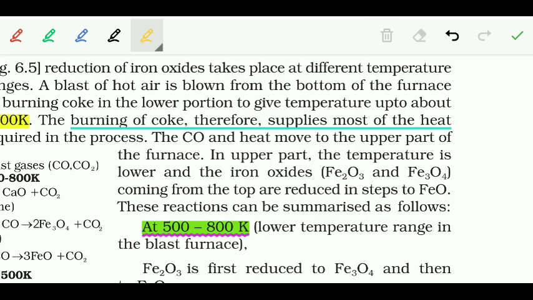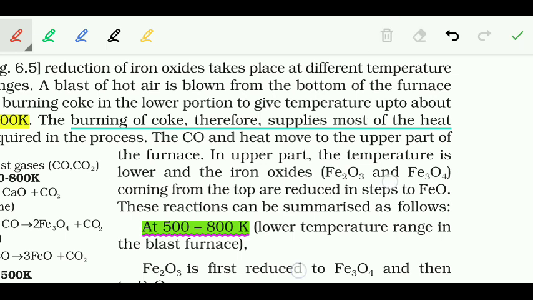Now the next point, the carbon monoxide and heat move to the upper part of the furnace. In the upper part, the temperature is lower and the iron oxides, that is Fe2O3 and Fe3O4, coming from the top are reduced in steps to ferrous oxide. It simply means that our initial oxides, Fe2O3 and Fe3O4, are converted into FeO, that is ferrous oxide. This reaction can be summarized as follows.